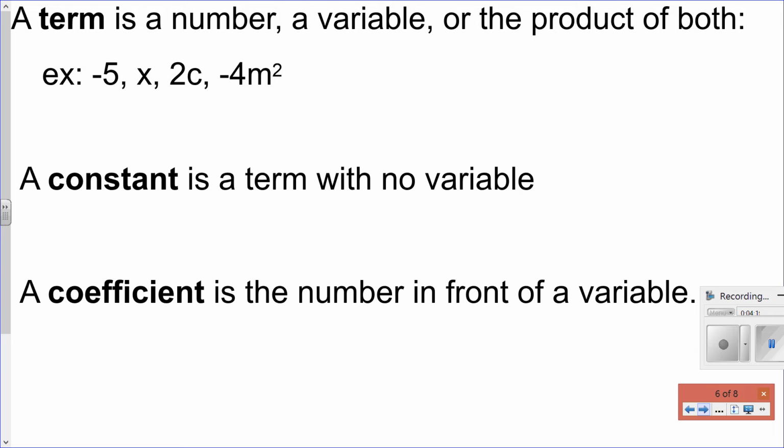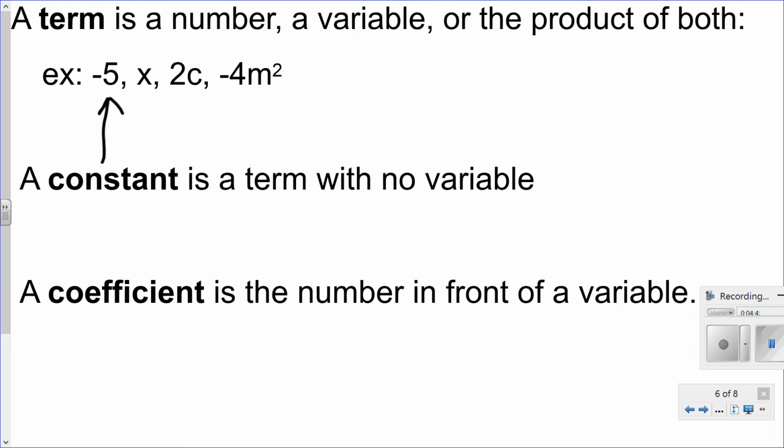A term is a number, a variable, or the product of both. So for example, negative 5 is a term. That's just a number. X can be considered a term. That's a variable. 2c is the product of both a number and a variable. Negative 4m squared. A constant is a term with no variable. So negative 5 is considered a constant.